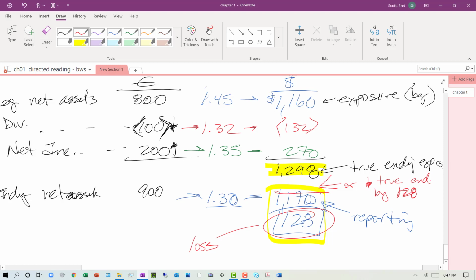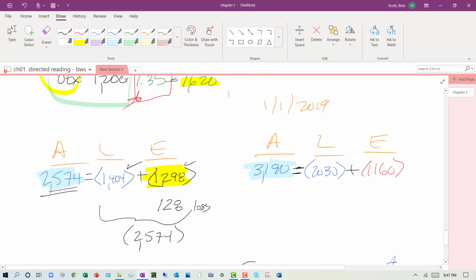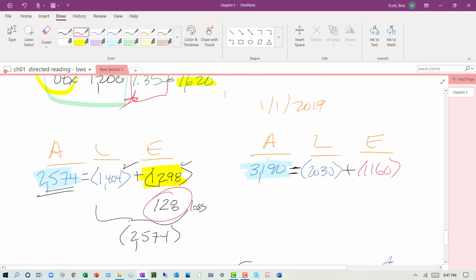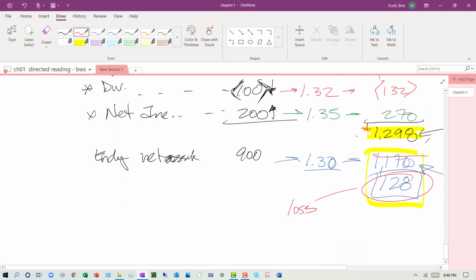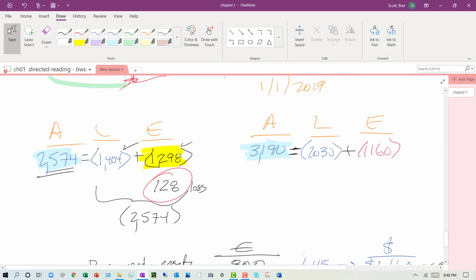However you want to phrase this or look at this, the book shows it in this fashion without this stuff over here. So the book shows it in this fashion. That's a loss. That's a quick way of determining what we already verified up above. We knew that we had this loss of 128. We knew that this exposure, my true exposure, 1298, was essentially what the net position was in the currency, the position overall on the equity side of things.